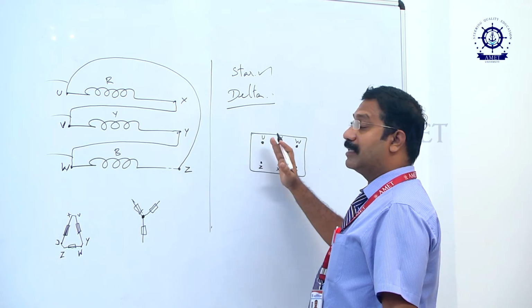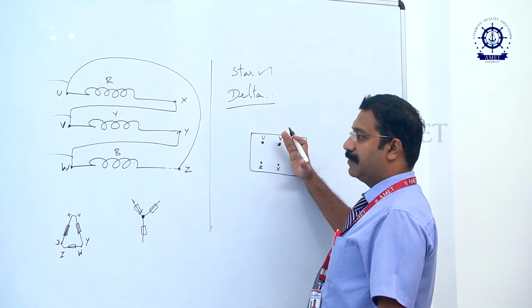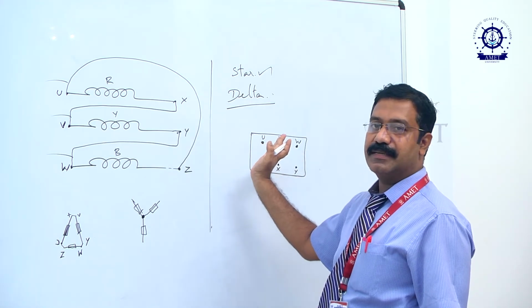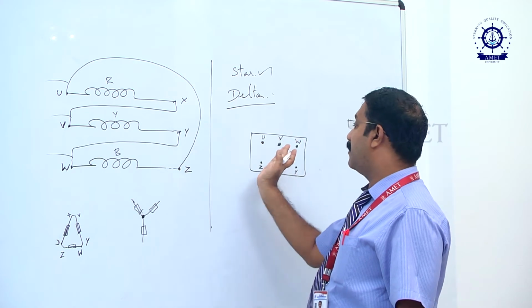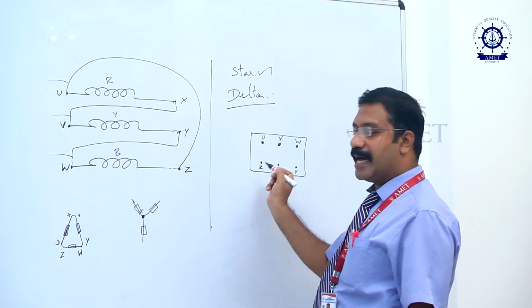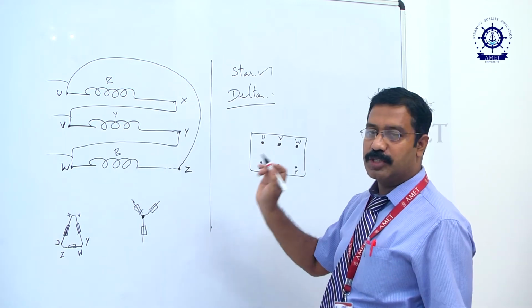Okay, diagonally it's been placed. V and Y are Y phase. Okay, and W and Z are B phase. 3 phases. Therefore, here for star connection, I told you that these 3 terminals can be easily short circuited.